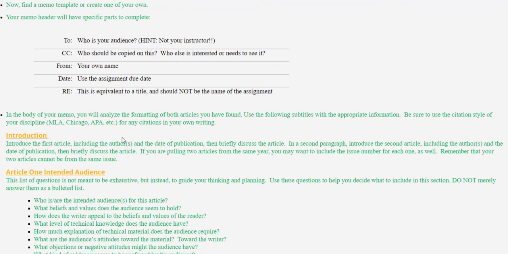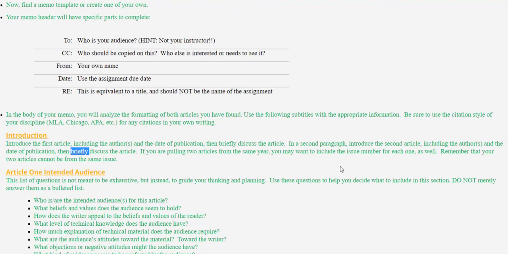All right, so the first section you'll have is your introduction, and this is where you'll talk about the article. You will name the article and list the names of the authors and when it was published and briefly discuss it. And I mean briefly. I don't want a lengthy, detailed analysis here. I want a very, very short paragraph that says what it covers. In the second paragraph, you're going to introduce your second article, and again, the authors' names and the date of publication, and briefly discussing what it's about. If you are pulling two articles from the same year, make sure you include the issue number because it cannot be the same issue. Okay.